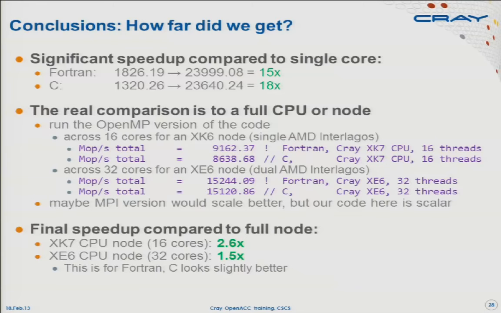If I go across a full XE6 node, so if you say, I don't want to buy a GPU, I'll buy an extra CPU instead, when I run the OpenMP version of the code across all of those threads, the performance has improved with the second CPU. It's not doubled, of course. And we're still 1.5 times faster using the GPU.